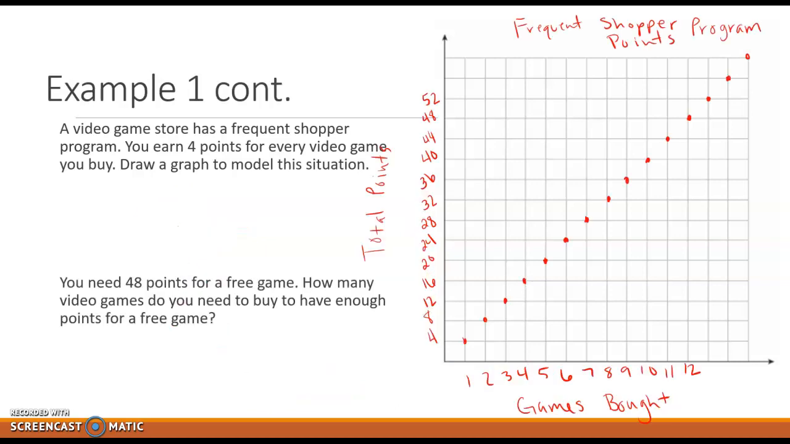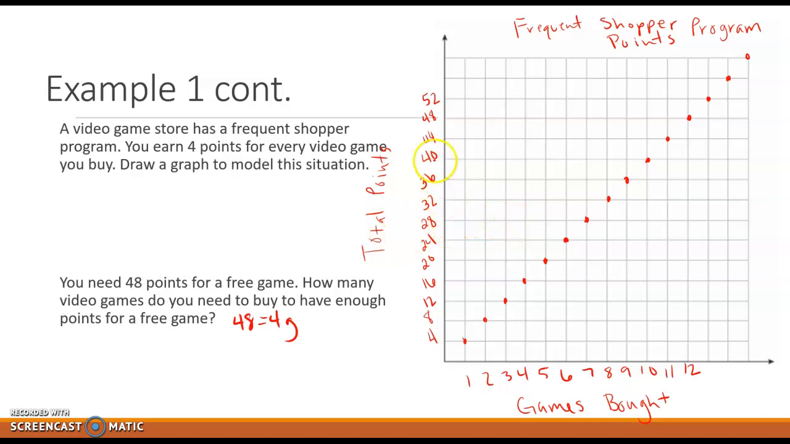All right, so continuing, noticing that I created more to this graph, but we need 48 points for a free game. So how many video games do you need to buy to have enough points for that free game? So you could say that you have 48 equals 4G and then solve. That's one way of doing it.